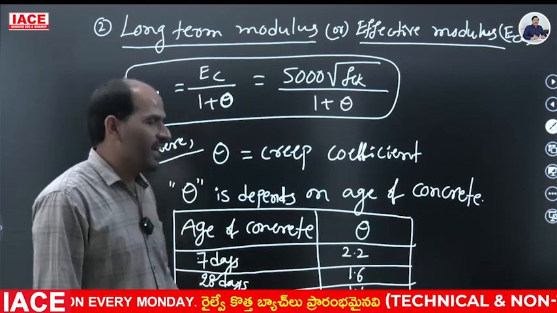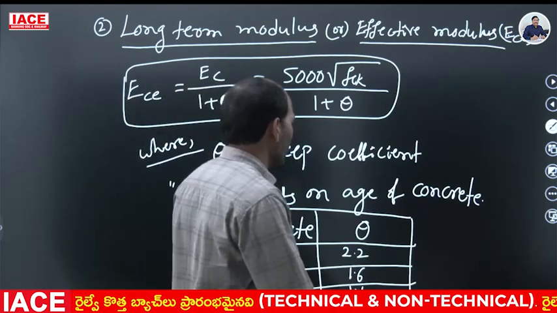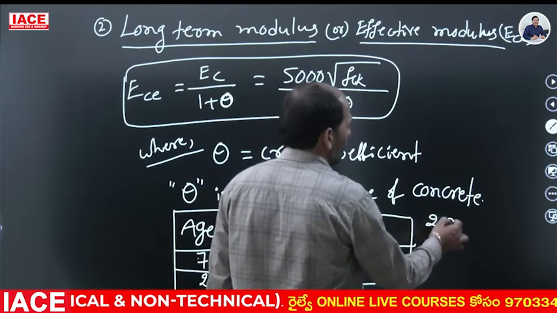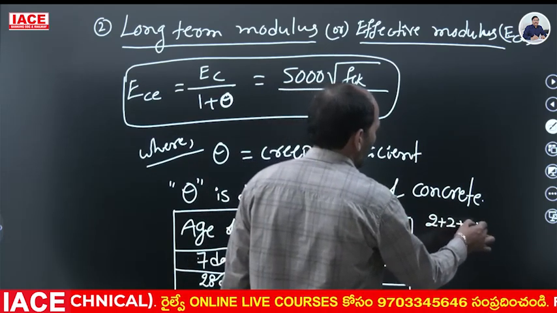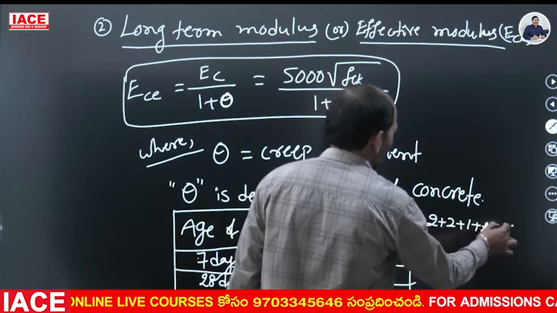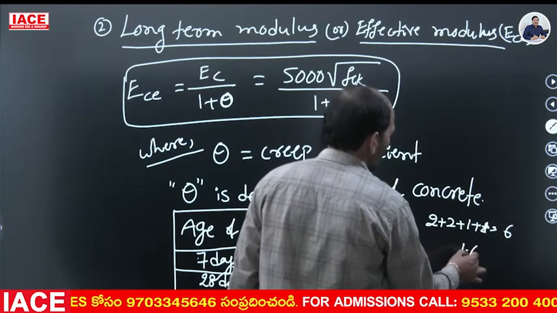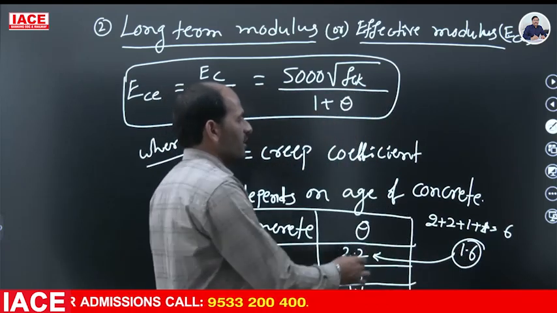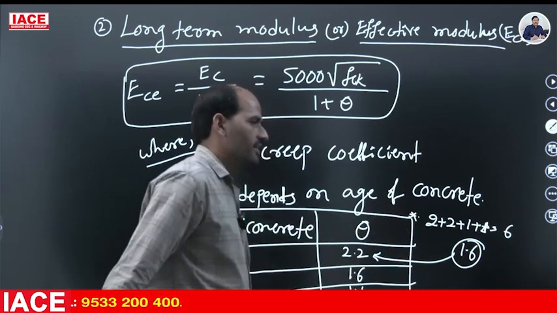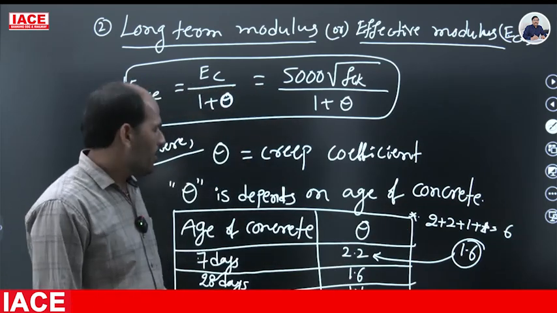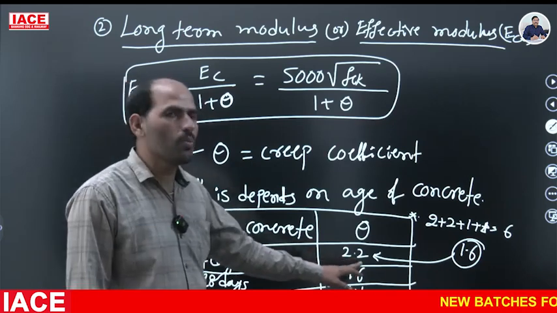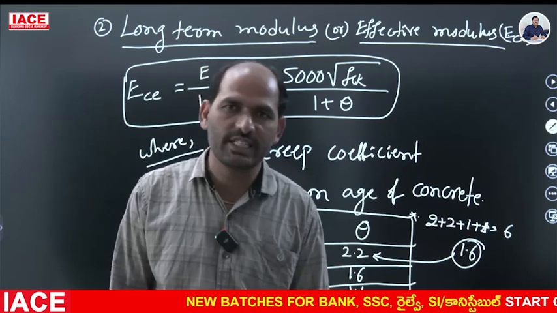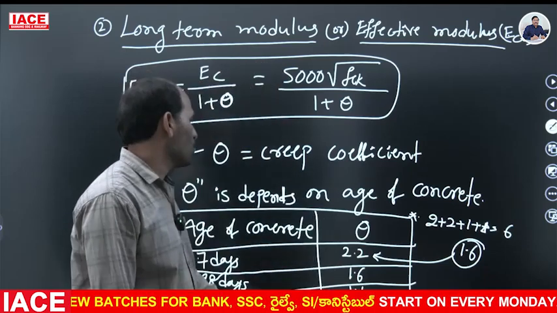So this is 28 days, that means 1 month age of the concrete. Add all the values: 2 plus 2 is 4, 4 plus 1 is 5, 5 plus 1 is 6. So simply we write 1.6 for the 28 days age of the concrete. Remember the 7 days age of the concrete is 2.2. These values are as per the code only, IS 456 2000 code.